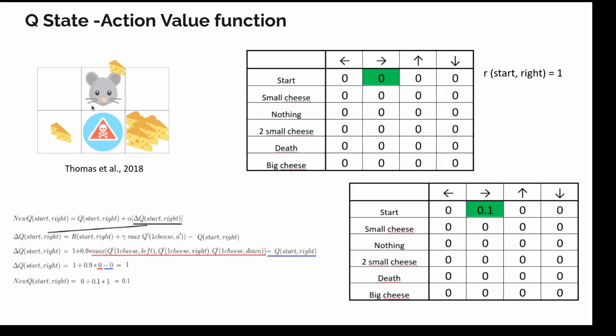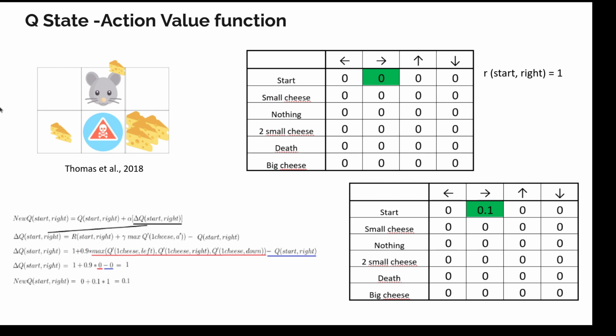Down, you can see it is a danger state, so you don't want to go there. You can go to left or right. But again, from the diagram, it is clear that it should take right rather than left. At both places there is cheese, but the amount is more at the right bottom. So the question asks what will be the new value for start and right.